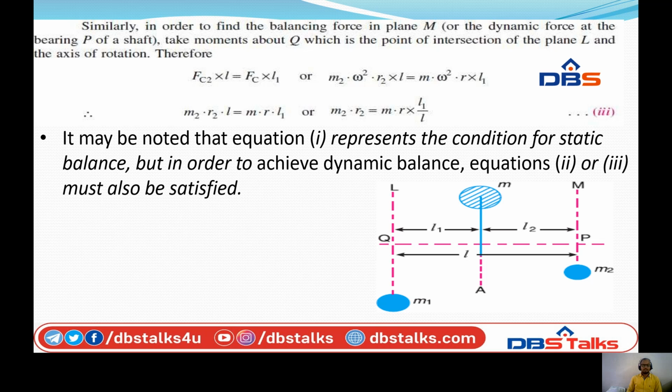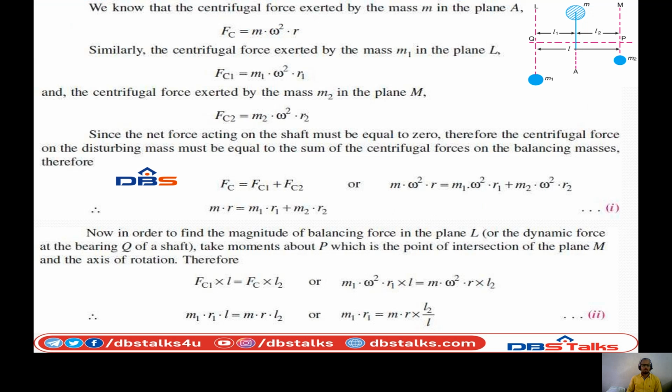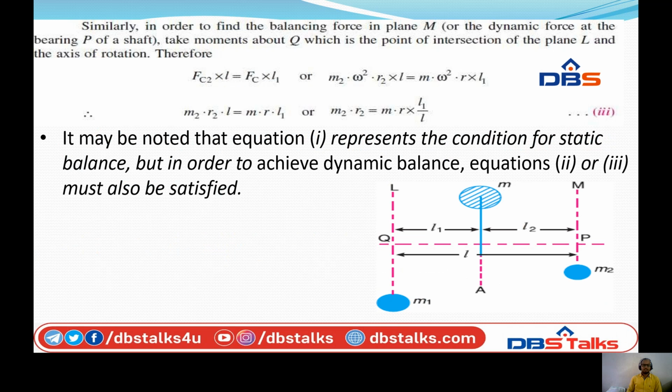It may be noted that equation 1, that is MR equal to M1R1 plus M2R2, represents the condition for static balancing. But in order to achieve dynamic balancing, equations 2 and 3 must be satisfied. That is, M1R1 and M2R2 both are to be satisfied.